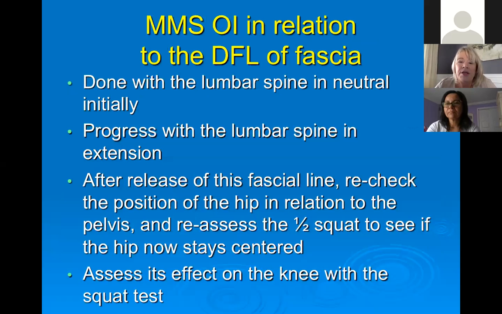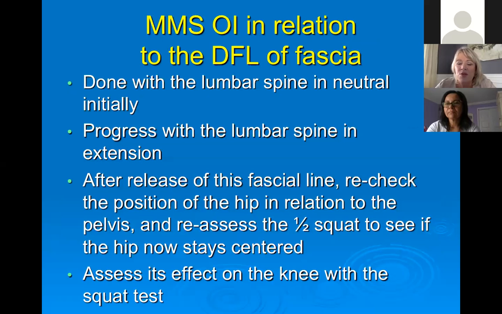Now, all of these techniques are done with the lumbar spine in neutral initially, but they're progressed with the lumbar spine in extension, which further increases tension on the deep front line. So after you release this fascial line, what are we going to do? We're going to recheck the position of the hip in relation to the pelvis, see if it's changed.